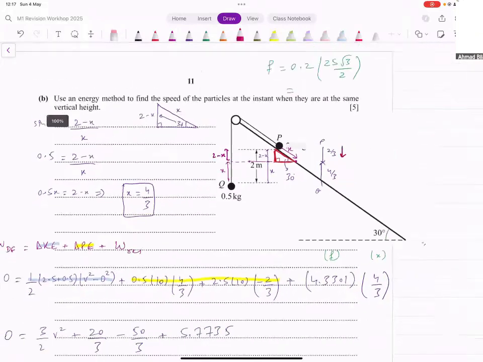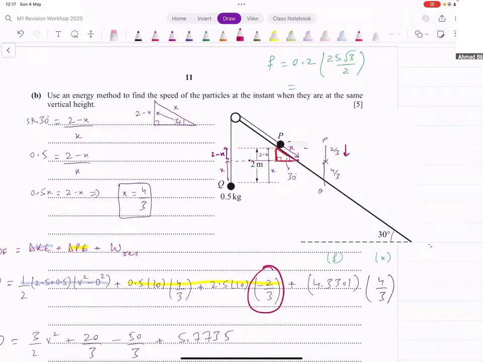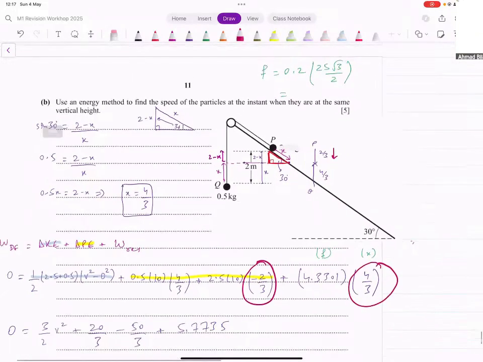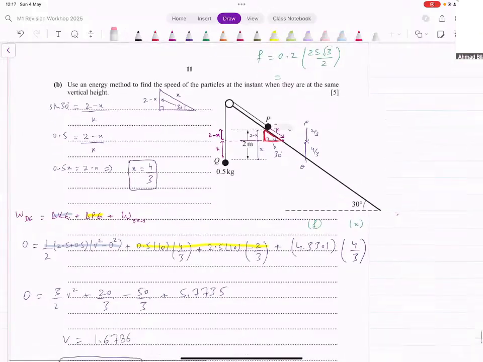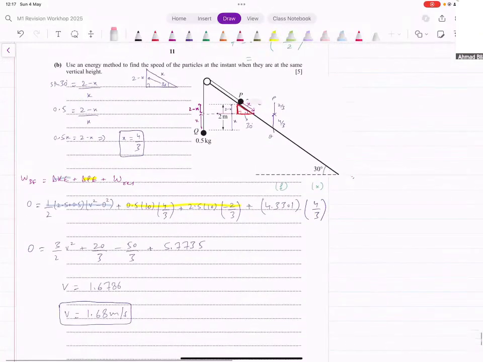And again, height for P is decreasing, so we put negative with that in this equation. Height for Q is increasing, we put positive with that. It's a smooth surface, so there's no resistance, and there's no driving force because there's no force acting apart from weight in the forward direction as well. Solve this equation, find the value of v. Again, 5 marks. This is what you have to do. Exactly the same question. These are both from recent papers.